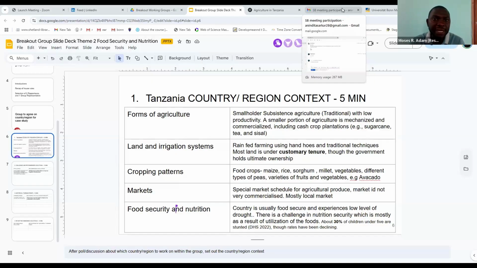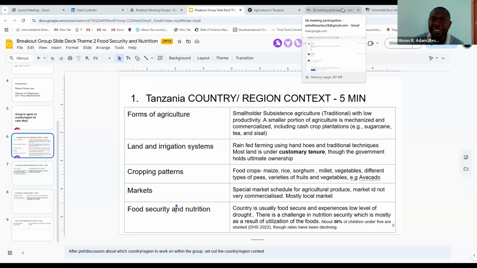For the cropping patterns, most of our farms grow food crops like maize, rice, sorghum, and millet, but we also have horticultural crops, including fruits and vegetables, and avocado being one of the crops for export.